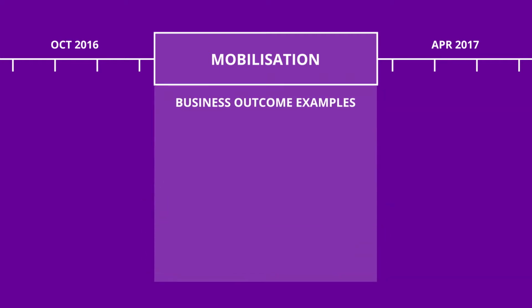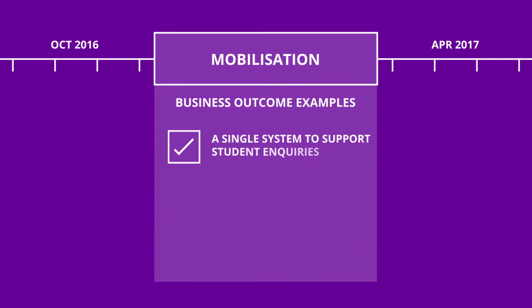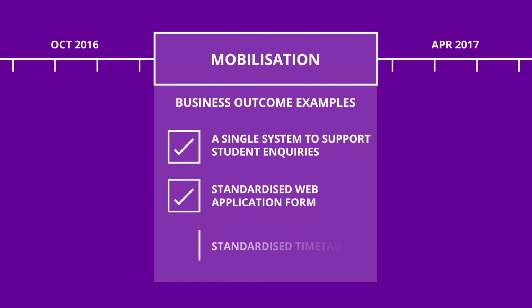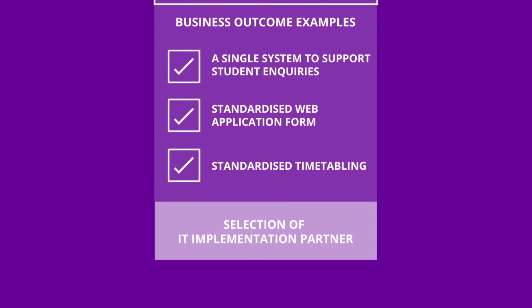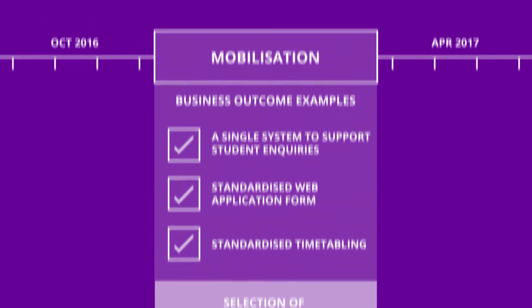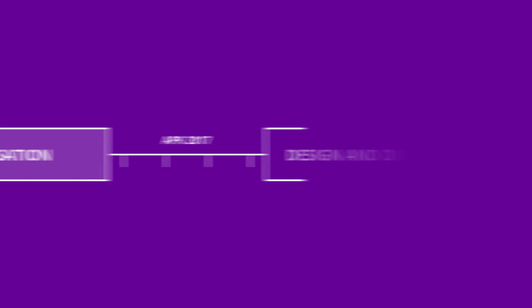Examples include providing an efficient single system to support student enquiries, introducing a standard web application form for all students, or providing a standardised timetabling approach. At this stage, the IT supplier who will build the new user interface is selected. Next is the design and discovery stage.